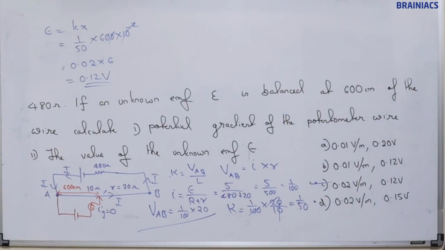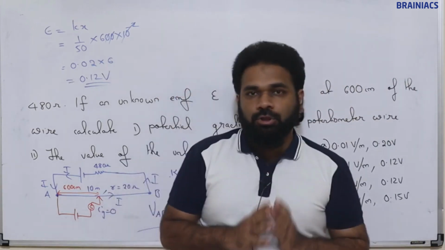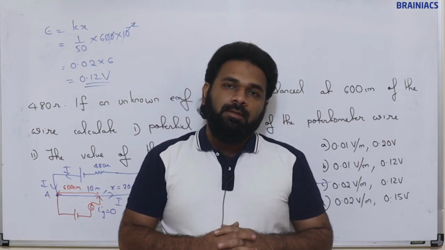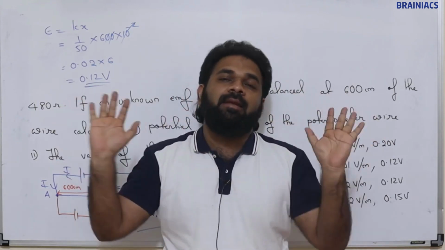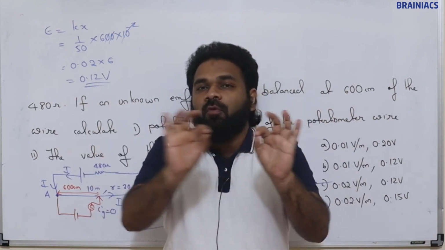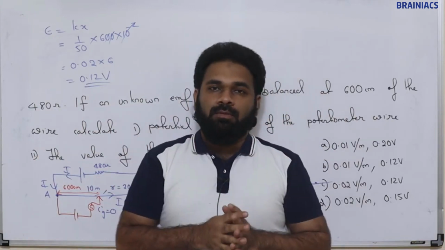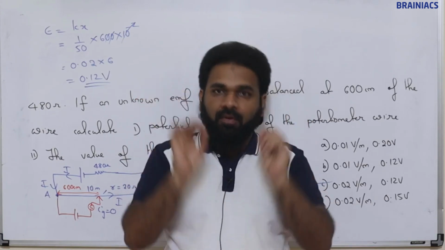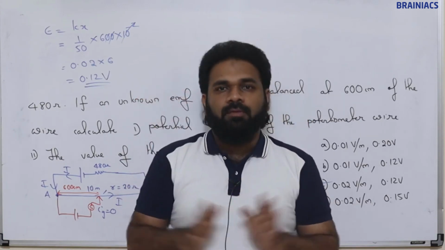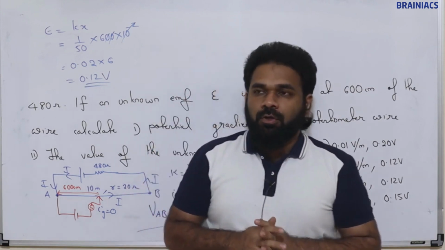Clear? So potential gradient is the potential drop per unit length. That is nothing but the potential difference across the wire AB divided by its length. Now how to find the voltage across that wire? Current into its resistance. So how to find that current? The driving cell EMF divided by R equivalent. It's just like a normal circuit. Once you understand the concept, this is easy. Clear? Understood?